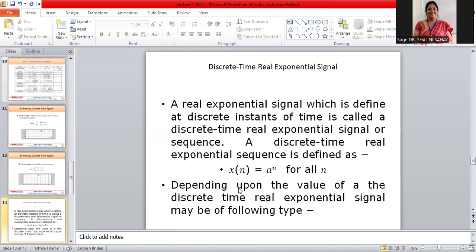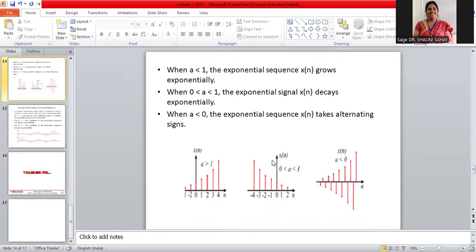Now we'll discuss the discrete time real exponential signal. A real exponential signal which is defined at discrete instants of time is called a discrete time real exponential signal or sequence. A discrete time real exponential sequence is defined as x[n] equals a to the power of n for all n. Depending upon the value of a, a discrete time real exponential signal may be of the following types. When a is greater than 1, the exponential sequence x[n] grows exponentially. And when its value lies between 0 and 1, the exponential signal x[n] decays exponentially. When a is less than 0, the exponential signal x[n] takes alternating signs.